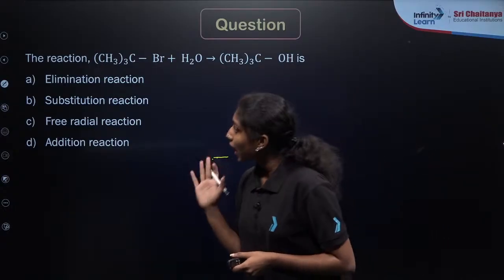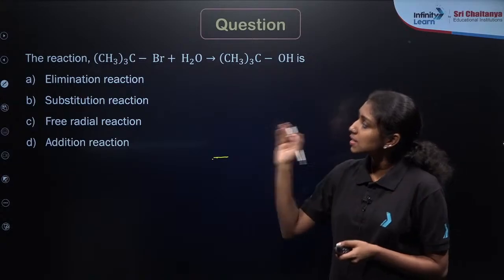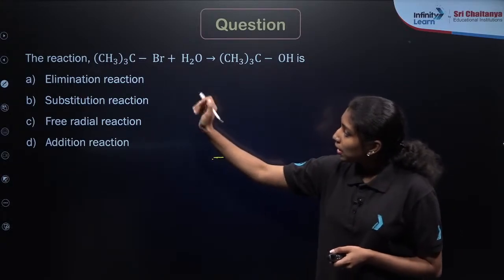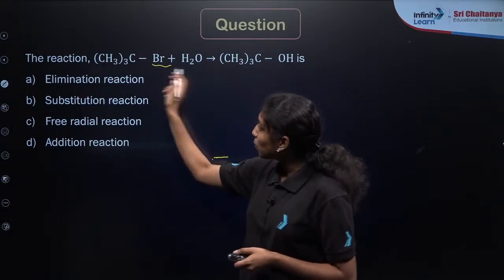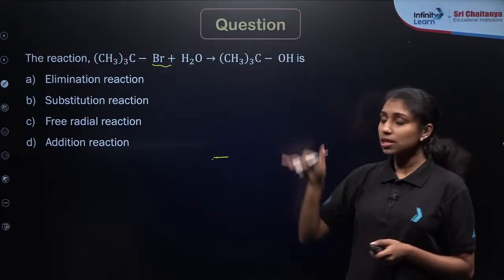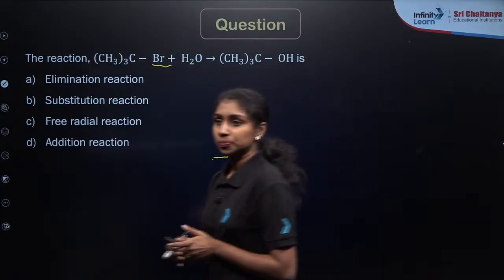So what type of reaction is it? What you are observing here is that whenever we are treating a halogen compound with water, and an alcohol is forming, what type of reaction is it?